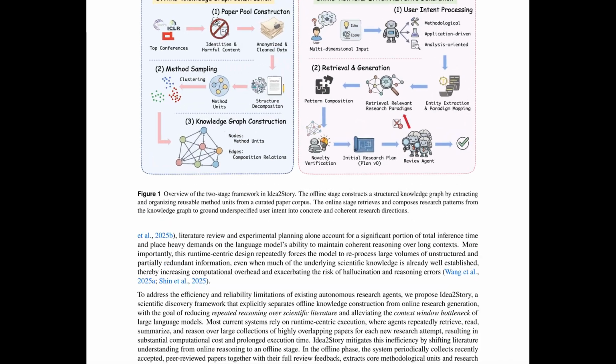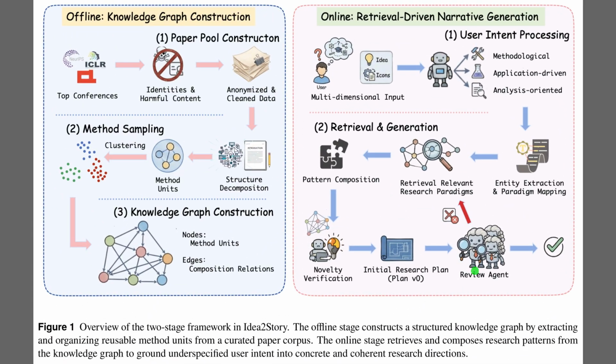Figure 1 outlines the entire Idea2Story framework, which is split into 2 distinct workflows to optimize performance. On the left, the offline knowledge graph construction phase ingests papers from top conferences, breaking them down into reusable method units to build a structured map of scientific knowledge. Then on the right, the online retrieval-driven narrative generation phase takes over. Here, the system matches a user's rough idea to those established patterns and uses a review agent to refine them into a coherent research plan.